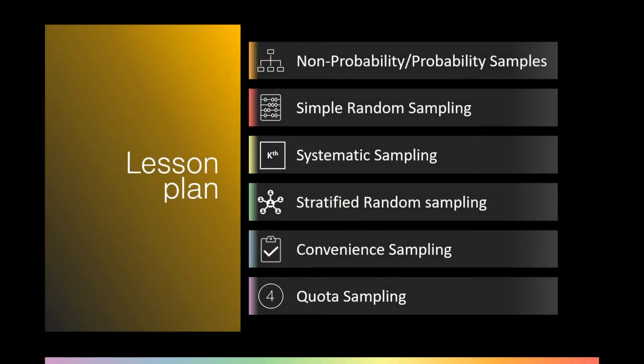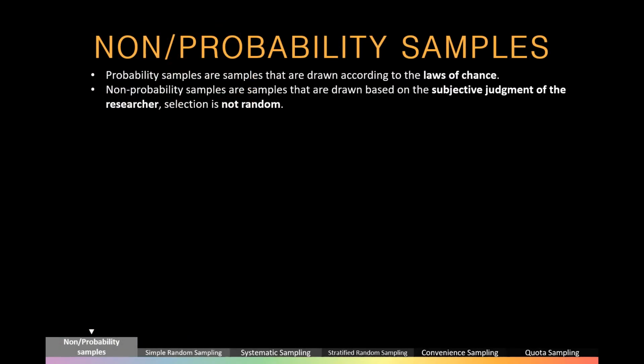This lesson will focus on methods used to draw a sample from a population. We will be looking at the different sampling techniques that fall under our two types of sampling methods, namely non-probability and probability sampling. Probability samples are samples that are drawn according to the laws of chance, whereas non-probability samples are samples that are drawn based on the subjective judgment of the researcher.